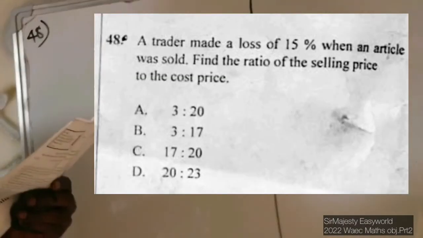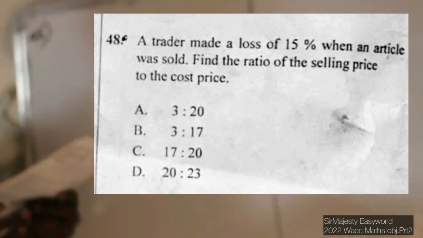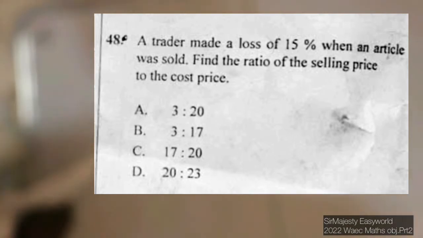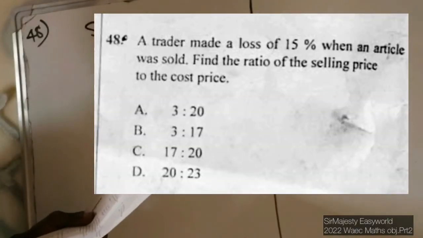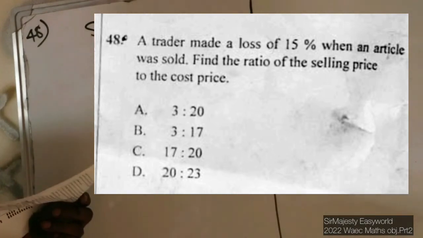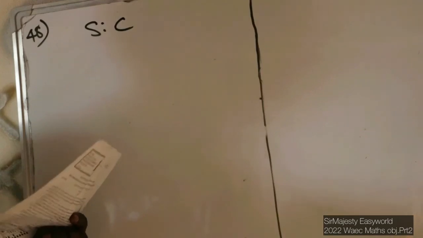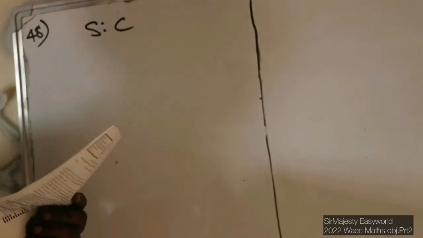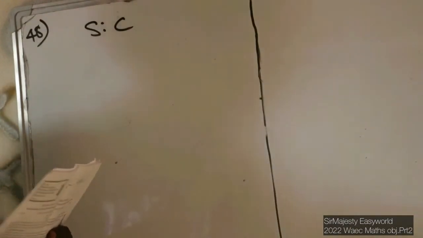Okay, so number 48 says, a trader made a loss of 15% when an article was sold. Find the ratio of the selling price to the cost price. So we are looking for the ratio of selling price to cost price. Obviously, if this trader has made a loss, it means that the selling price is going to be lower than the cost price, because this person has lost money. So how much did the trader lose? 15%. The trader lost 15%.